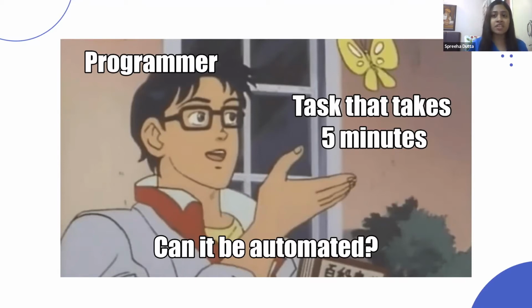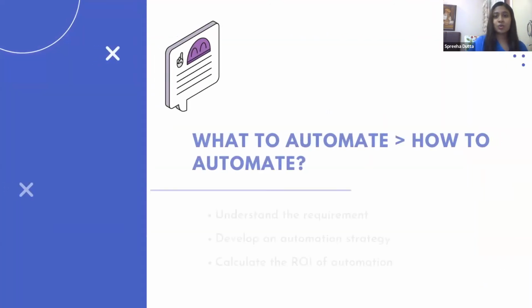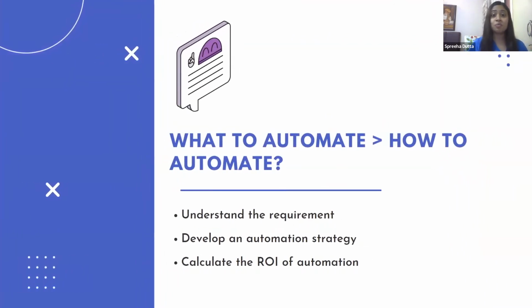I know our programmer instinct says let's automate everything, but there are things that sometimes take less time or an equal amount of time with manual effort. So we need to critically analyze which parts of an application need to be automated before we jump into automating something.